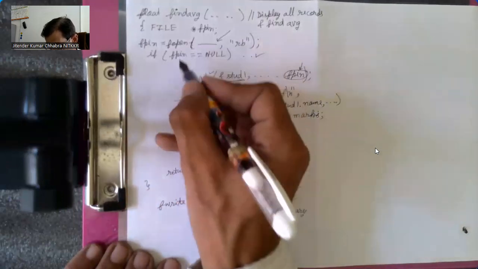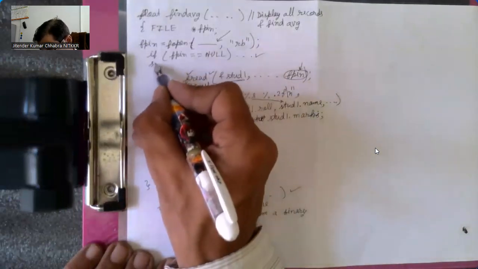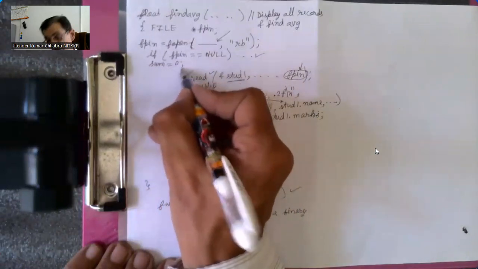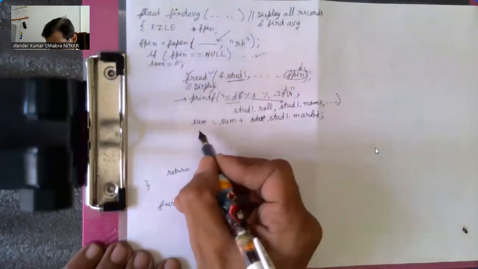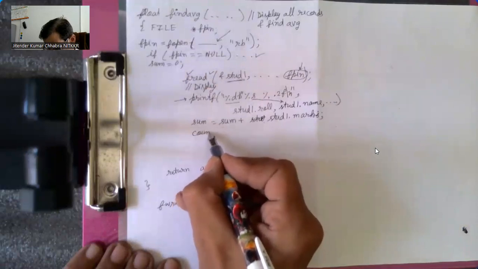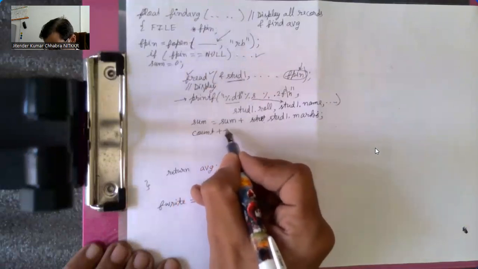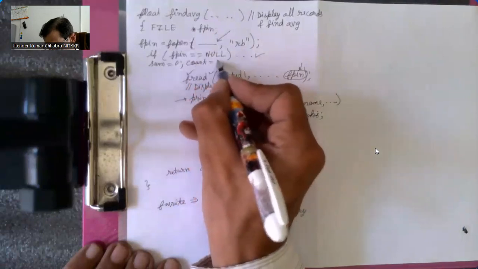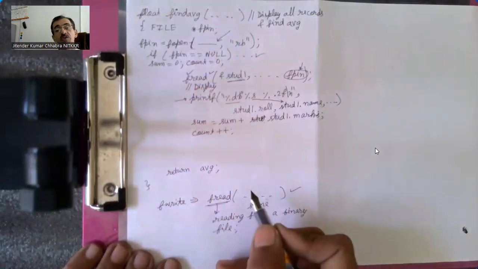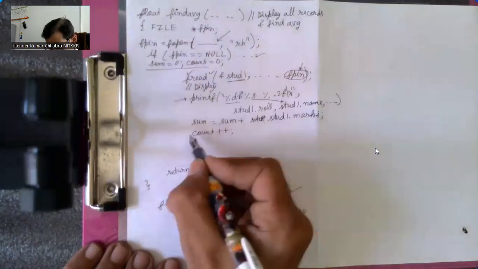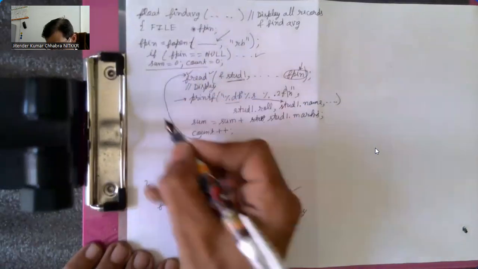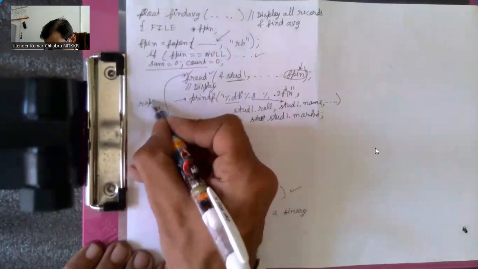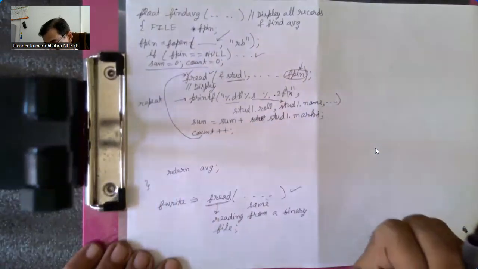You must ensure that you declare your sum outside as 0. That you have to do immediately. Similarly, you want count plus plus so that later you can do the count-based division. So you will ensure that you write count equal to 0 also. And this process is to be repeated. How long to repeat? Till your file doesn't end.